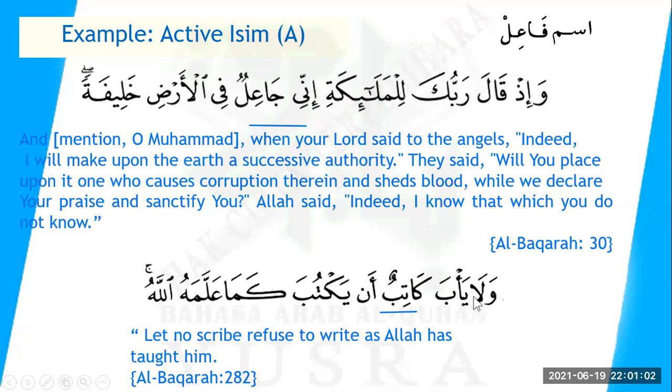The second line here, wala ya'ba katibun an yaktuba kama alamahullah, and let not the one who can write, or the writer, refuse to write as what Allah has taught him. Okay, let no scribe refuse to write as Allah has taught him. So scribe, this one, the one who can, should write. So this is a katibun. So both are what we call active isim, or in Arabic, isim fa'il. Okay, right?